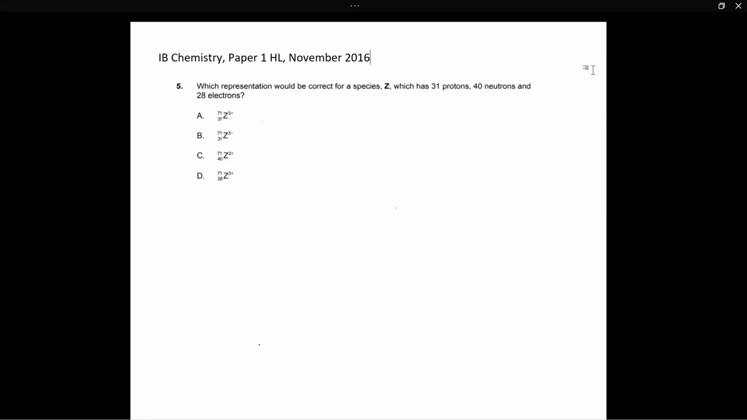So they're asking us which representation would be correct for a species Z. Now, Z is not any specific element, it's just some random element that they have given us. And they've told us it has 31 protons, 40 neutrons, and 28 electrons. And out of these four options, which would be the correct representation of Z? Like I said, you won't find this on the periodic table, right? This is just some random element. We don't know what it is.